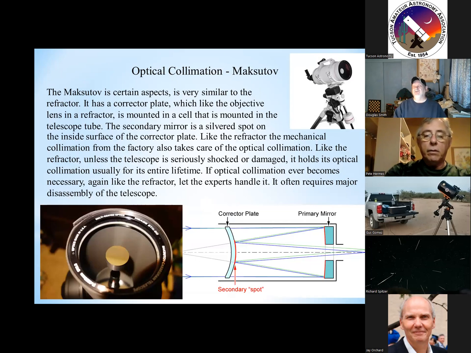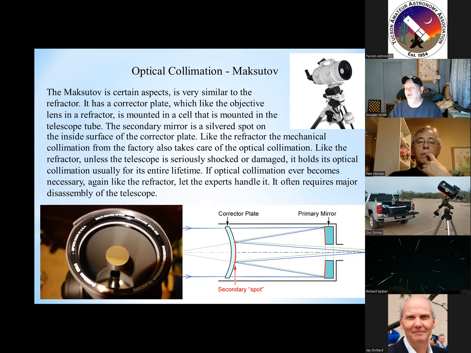The other one is the Maksutov. It doesn't have a secondary mirror. All it has is a silver spot on the inside surface of the corrector plate. The corrector plate is mounted in a cell, just like the objective lens on a refractor. And usually the mechanical collimation, that is lining up the corrector plate in the tube so that it's at the correct distance and everything from the primary mirror, basically handles the optical collimation issues also.